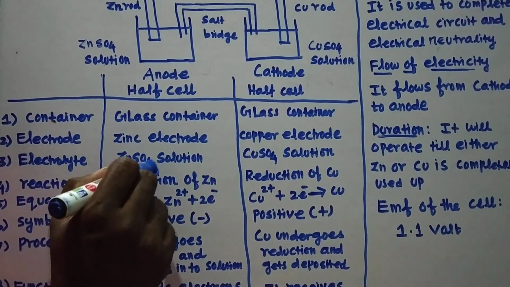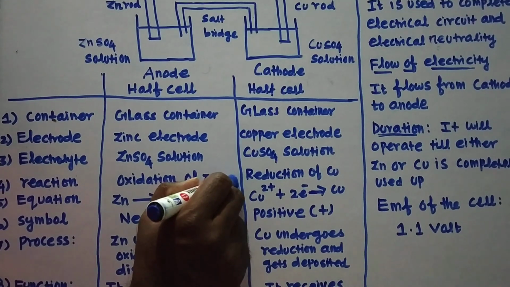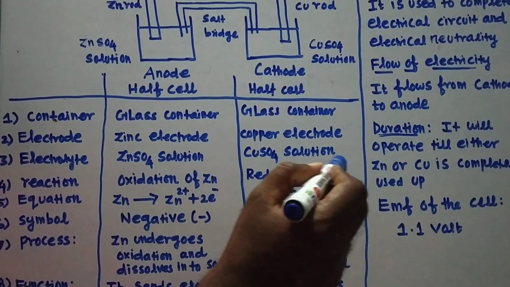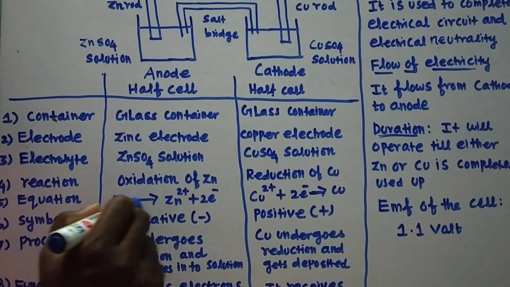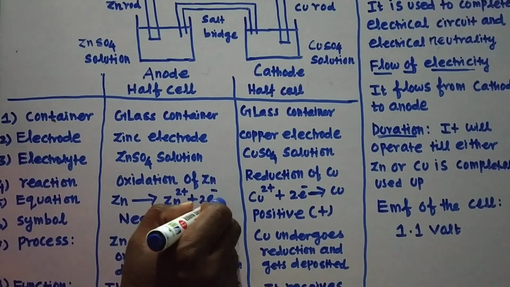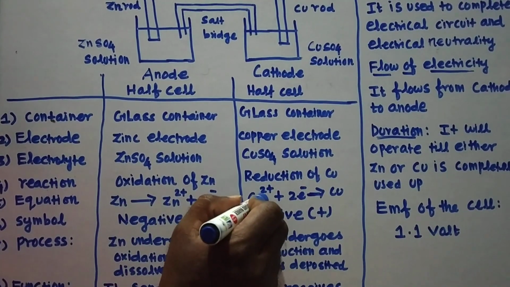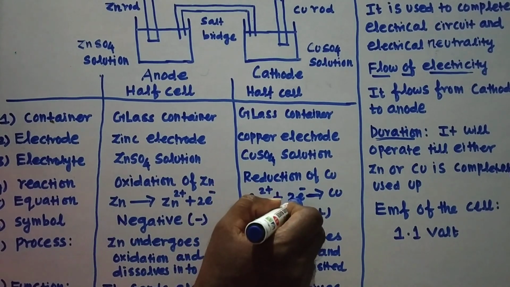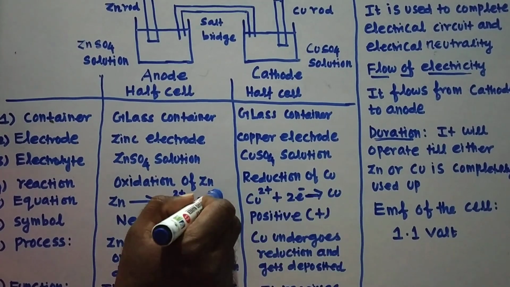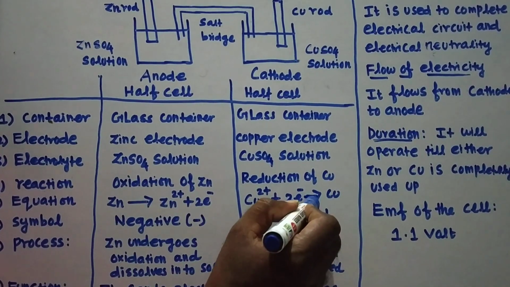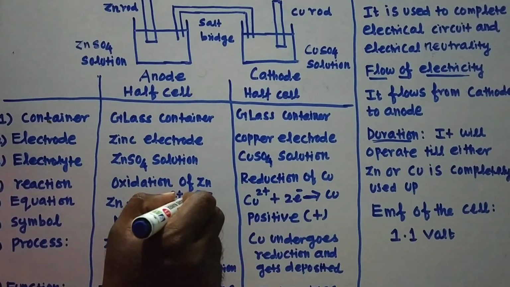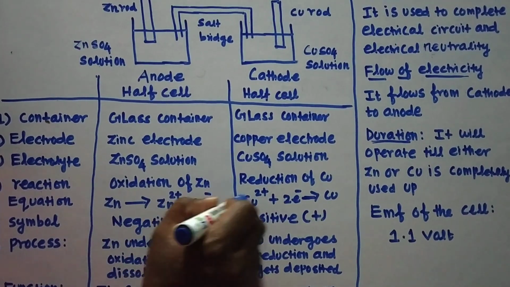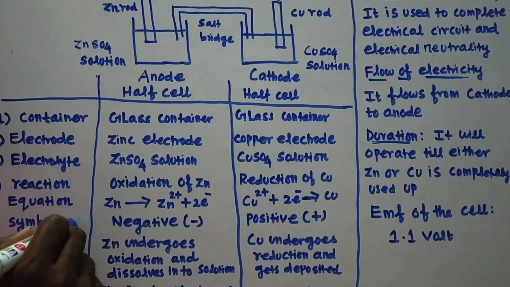Reactions. Here oxidation of zinc occurs. Here reduction of copper occurs. Equations: zinc becomes zinc 2 plus ions by the loss of 2 electrons. Here copper 2 plus ions gain 2 electrons and become copper. Here there is release of electrons. Here there is gain of electrons. Remember, therefore here oxidation occurs. Here reduction occurs.